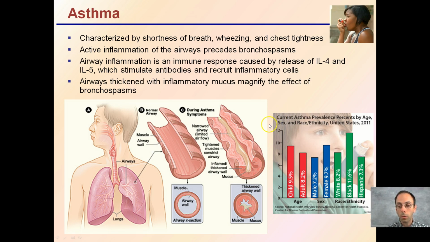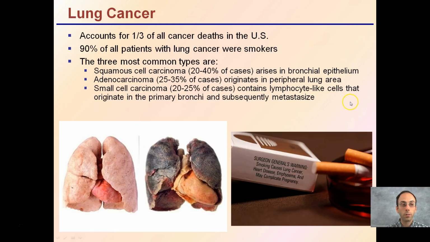You see the current asthma rate and prevalence by age, sex, and race and ethnicity. By age, a child is more likely to be affected than an adult. Females, for whatever reason, are more likely than males. And comparing whites, blacks, and Hispanics, black tends to be a little bit higher than both Hispanic and white. Inhalers are common ways to reduce the short-term effects of this potential issue.